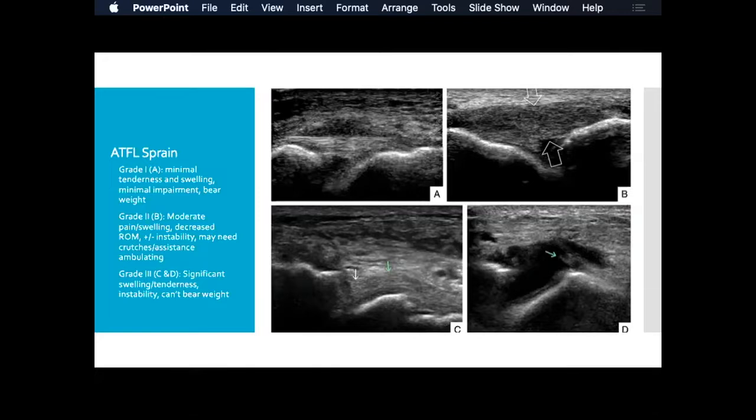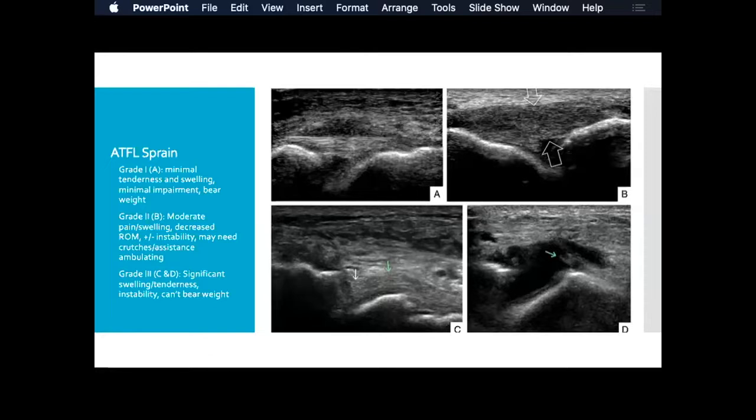the disrupted ligament. And then grade 2 in picture B, moderate pain and swelling, decreased range of motion, may have some feelings of instability or apprehension, and they may need crutches or assistance ambulating. You can see the partial tearing, particularly at that big bottom arrow. You can see that it's disrupted, almost like a quarter to a third of the way through.